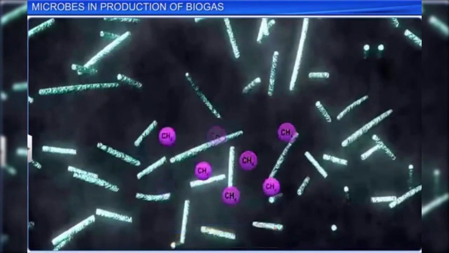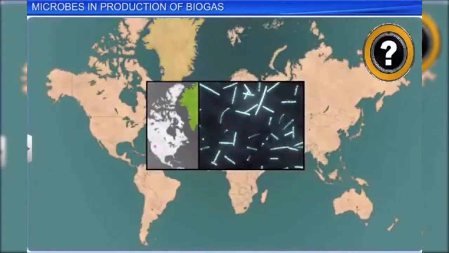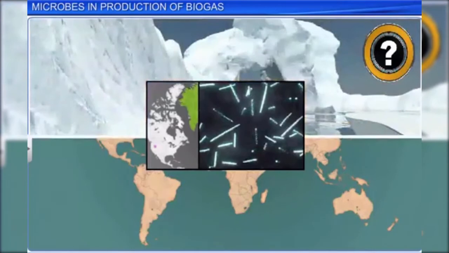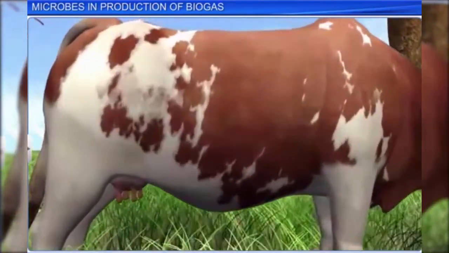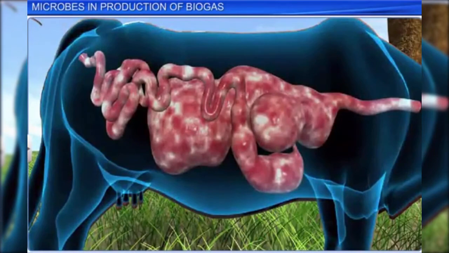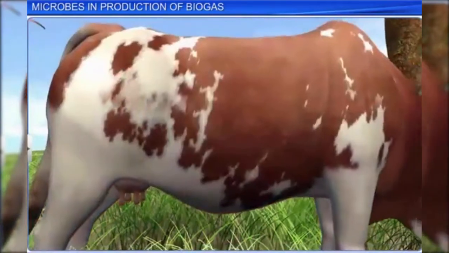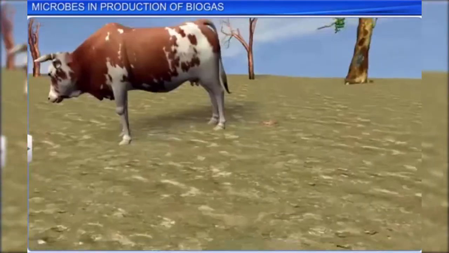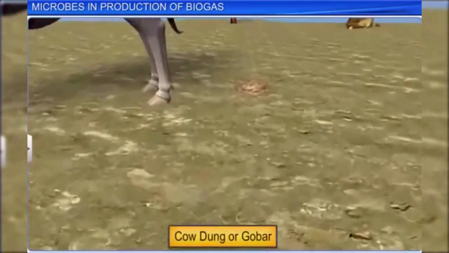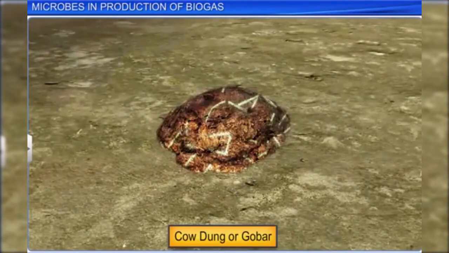Did you know that explorers have found methanogens even in extreme climates such as under the ice in Greenland and in the hot, dry desert of Utah in the United States? Cattle also have methanogenic bacteria called methanobacterium present inside the rumen. This helps them digest the cellulose present in the grass they feed on. This explains why cattle dung, also locally called gobar, is rich in methanobacterium.